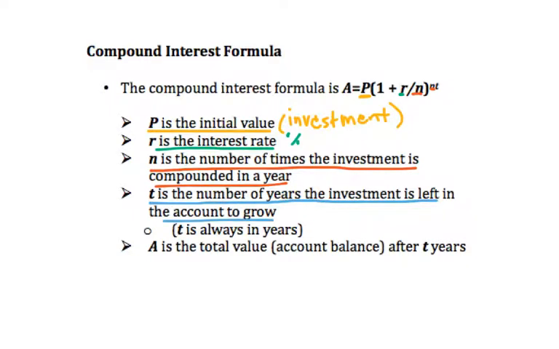Now this is super important. There's an extra bullet point here, super important. T is always in years. And notice, just like with our exponential equations, T is our exponent. Time is our exponent. And then the last thing is A. And A is our total value, that's after the T years, or our account balance. And that's here. So we're going to use this formula, and we're going to just substitute in values and find out how much people are saving over a certain number of years. And this formula is the compound interest formula.